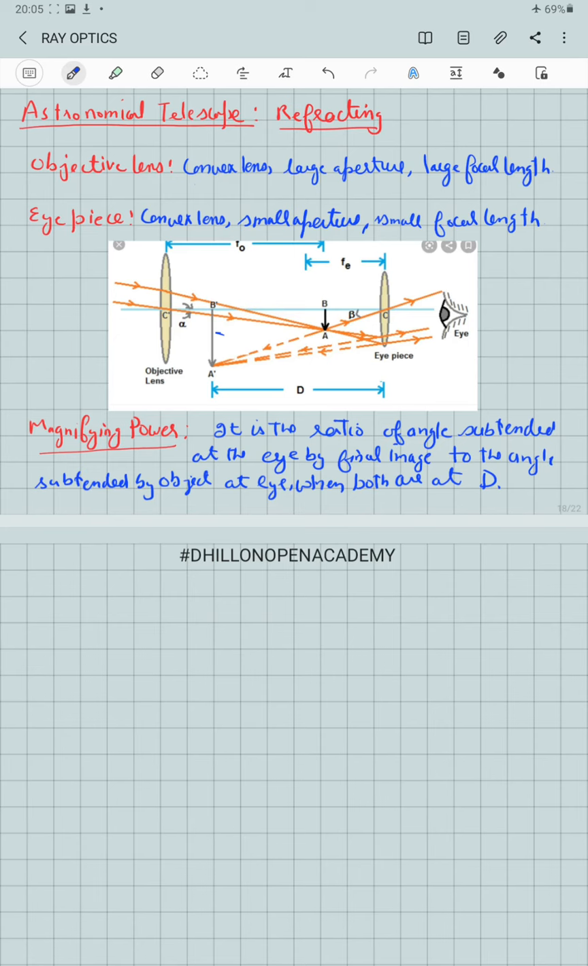Its magnifying power, when the final image is formed at the least distance of distinct vision, is the ratio of the angle subtended at the eye by the final image to the angle subtended by the object at the eye, when both are present at the least distance of distinct vision.